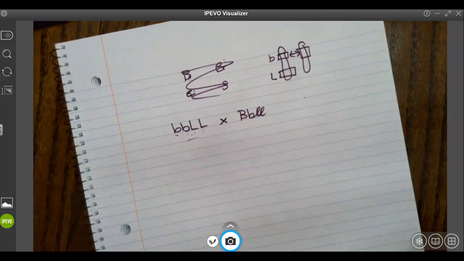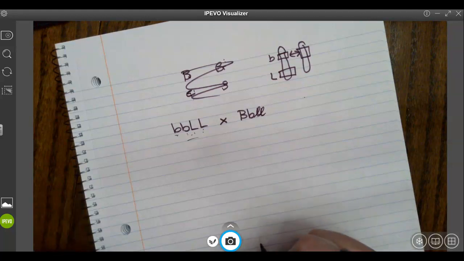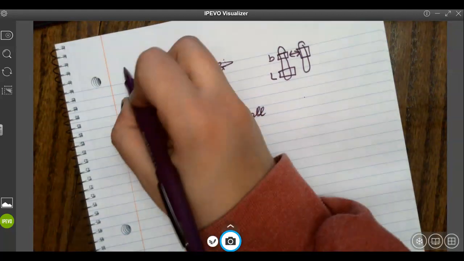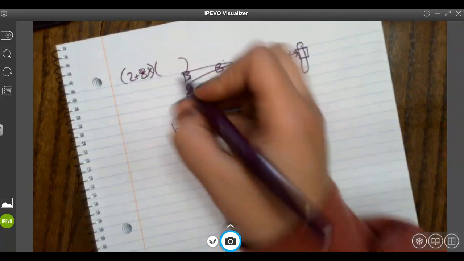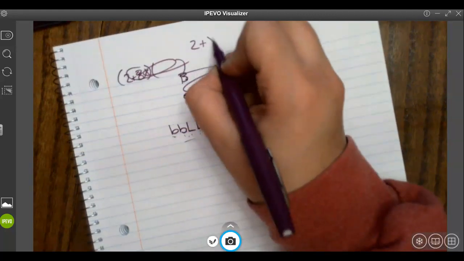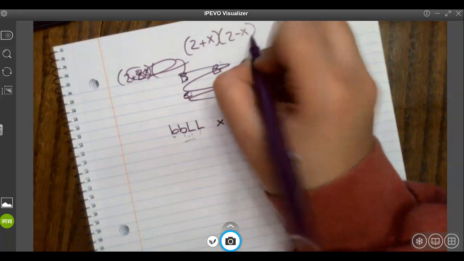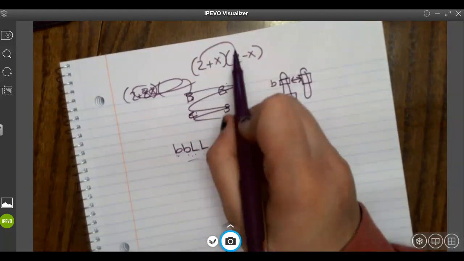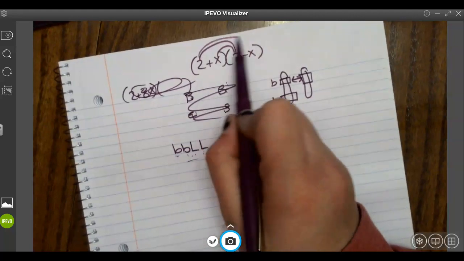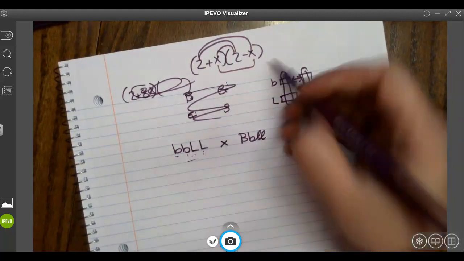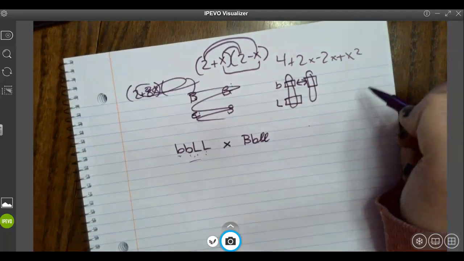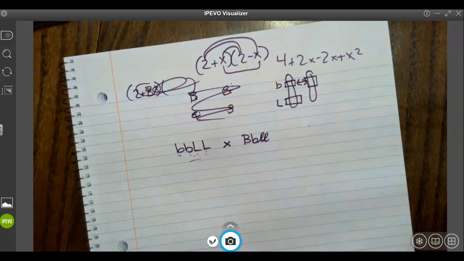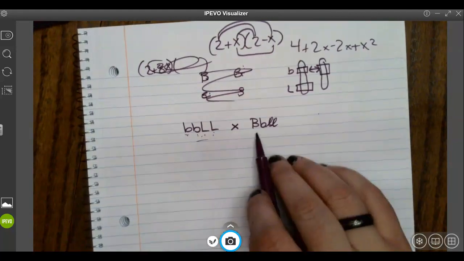So the way that I learned how to do it was you use the FOIL method. So I don't know if you guys were actually ever taught this, but if you remember, if you have like, no, it's got to be a variable. Let me start over. If you have like that, you go first, inside, outside, and then last, and it gives you like 4 plus 2x minus 2x plus x squared. Okay, if you remember that. I learned that in 4th grade. I don't know if they do that anymore. That's what you're going to do here, though. So let me FOIL this for you.